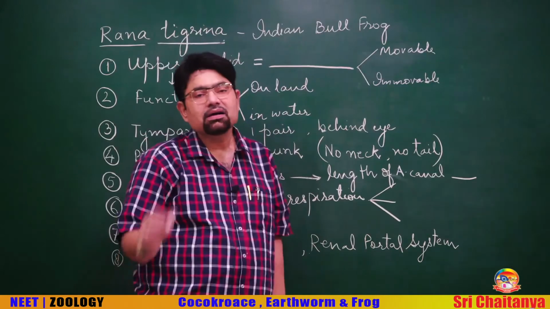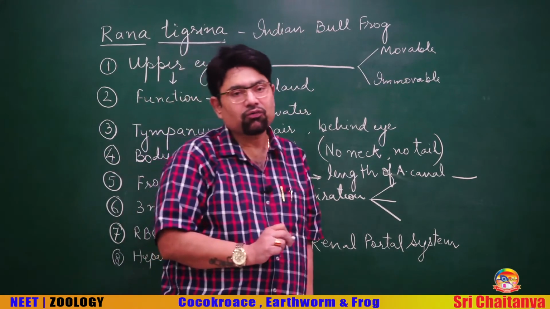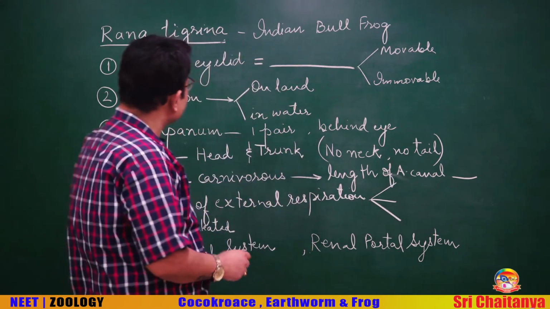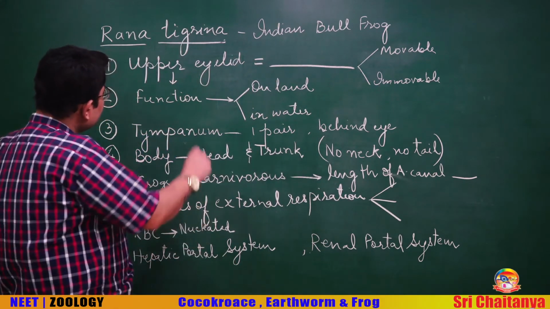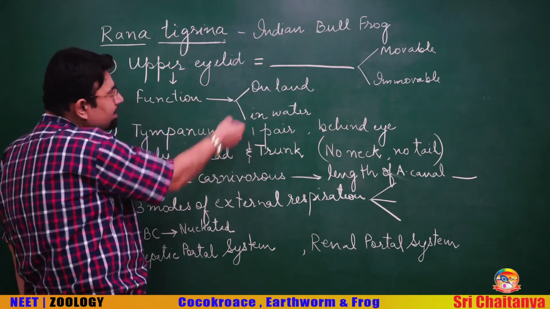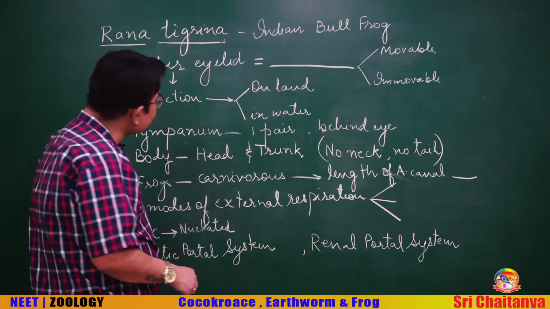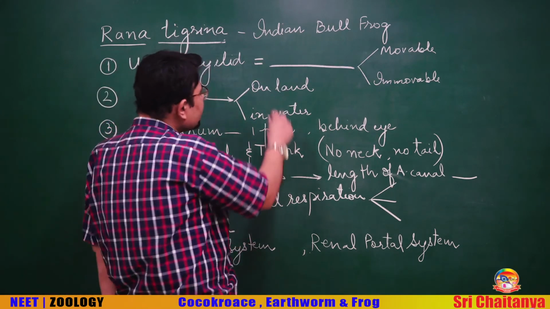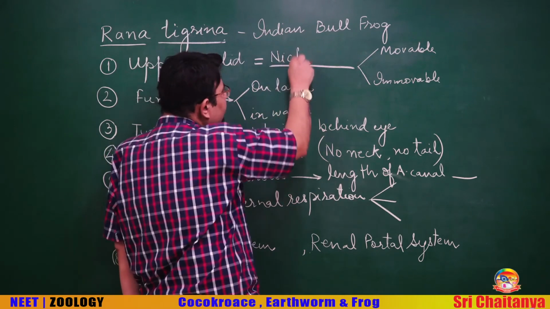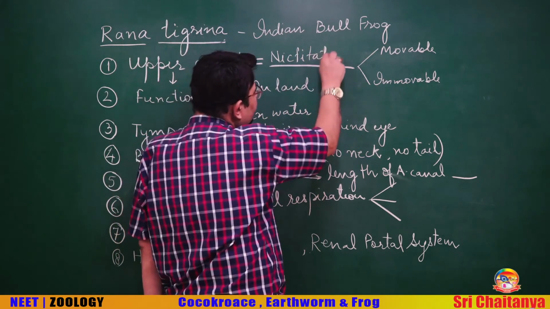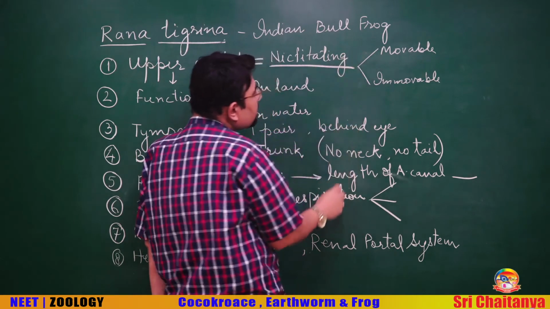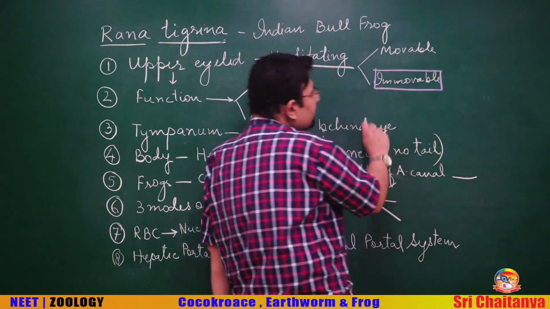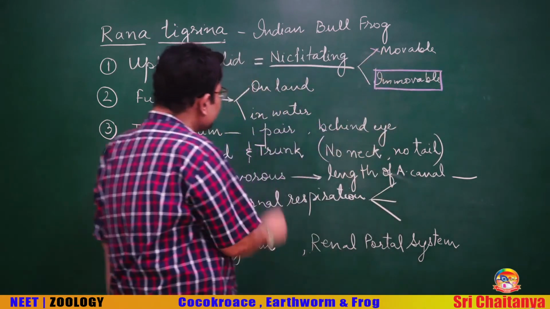Some important points of Rana tigrina, which is the Indian bullfrog. These are actually points taken from the bits or MCQs. Upper eyelid is also known as the nictitating membrane, and remember, it is immovable. It is not movable, it is immovable.